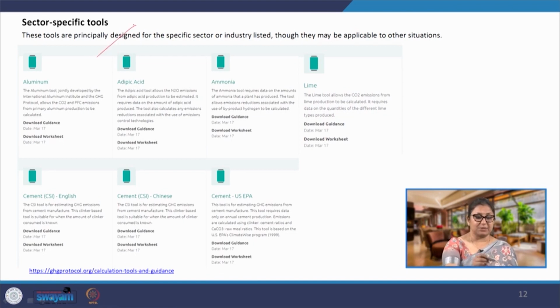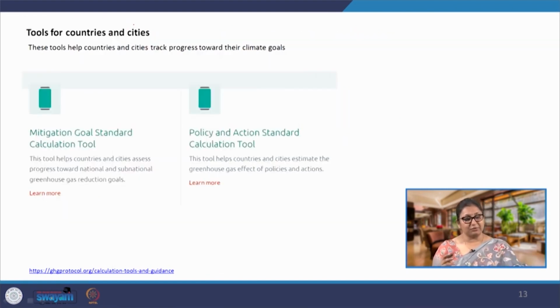So, these are sector specific tools, and then finally, we have tools for countries and cities, where we are looking at the data for a larger governance area. For example, the policy action standard calculation tool.